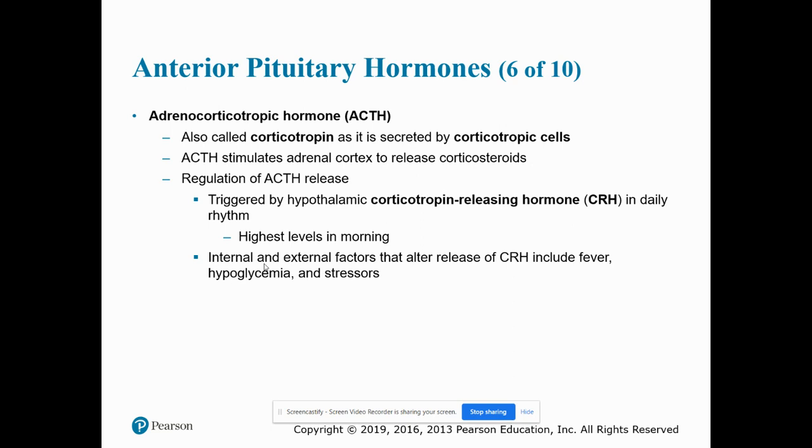Then we have adrenocorticotropic hormone, or ACTH. It's also known as corticotropin, and it's secreted by the corticotropic cells. ACTH stimulates the adrenal cortex to release corticosteroids. The regulation of ACTH release, it's triggered by hypothalamic corticotropin releasing hormone in a daily rhythm. It's usually highest in the morning. We have internal and external factors that also alter the release of corticotropin-releasing hormone, including fever, hypoglycemia, stressors.